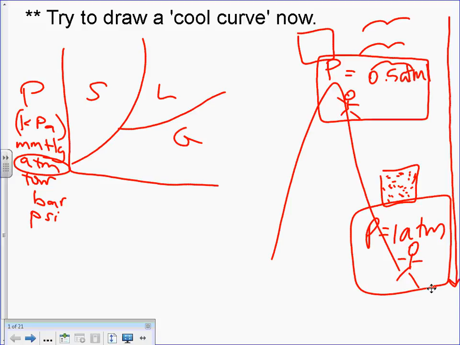Less condensed, less dense. So it might be like that. Okay? There's a lot more here for me to breathe in a given breath versus here.